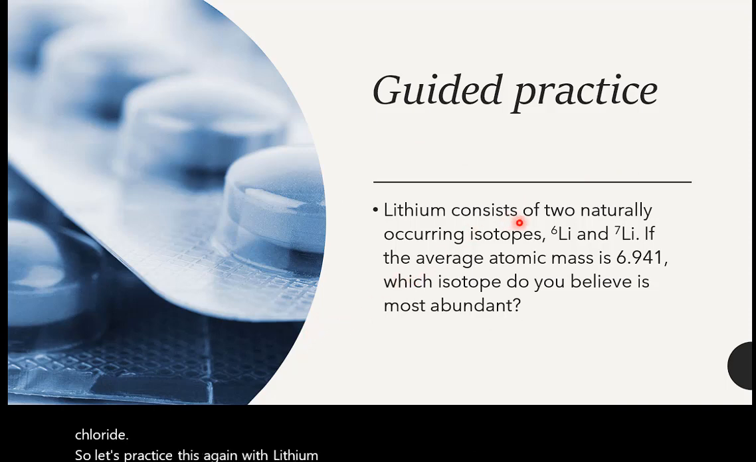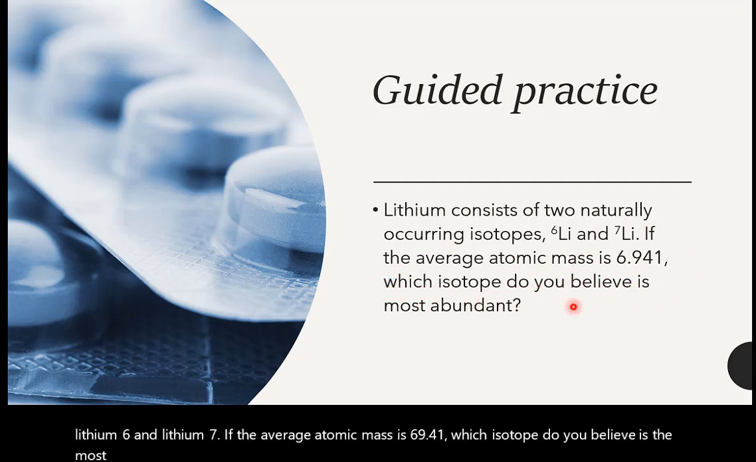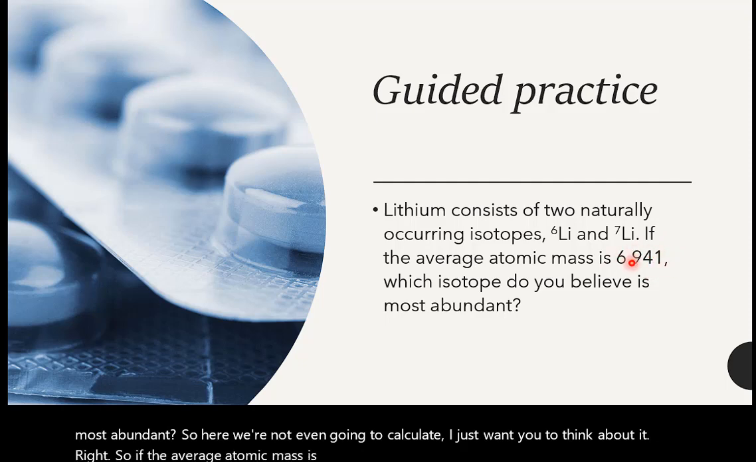Lithium consists of two naturally occurring isotopes, lithium-6 and lithium-7. If the average atomic mass is 6.941, which isotope do you believe is the most abundant? Here we're not even going to have to calculate. I just want you to think about it. If the average atomic mass is almost 7, which are we leaning closer towards?